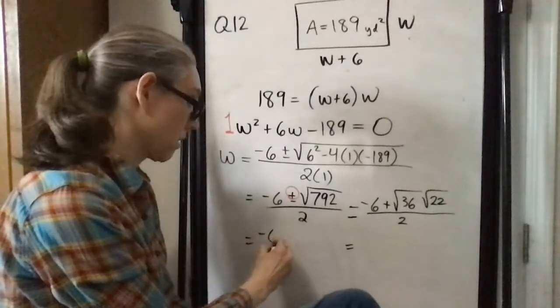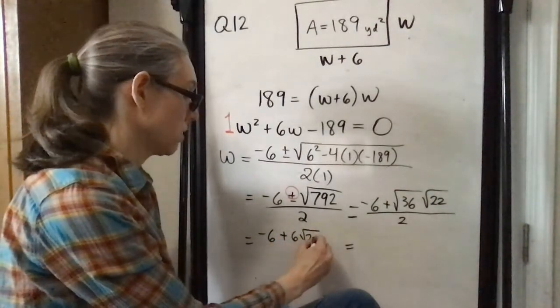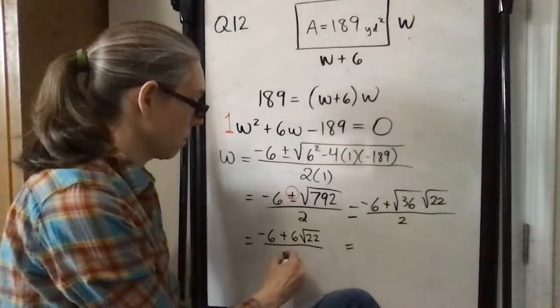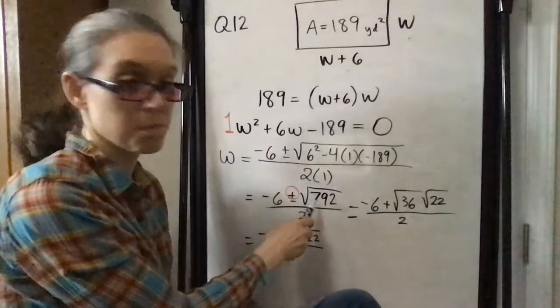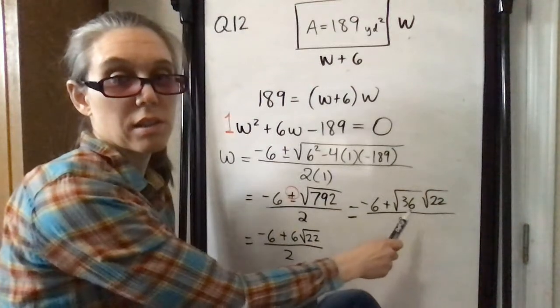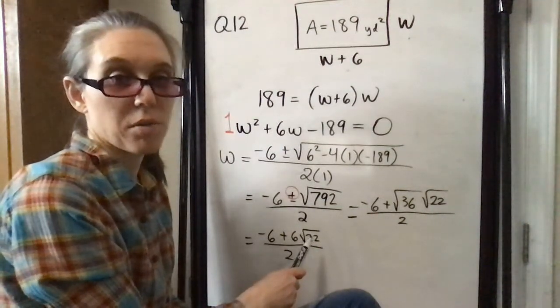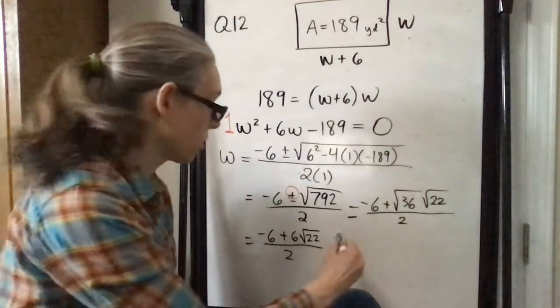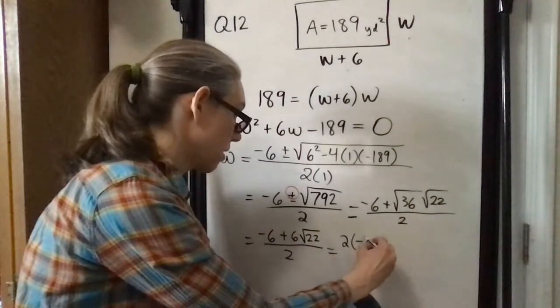So negative 6 plus 6 root 22 divided by 2. So what I've done here is I've split 792 into 36 times 22. 36 root 22 becomes 6 root 22. Now I want to factor out a 2 from the numerator. This will allow me to cancel with the denominator.